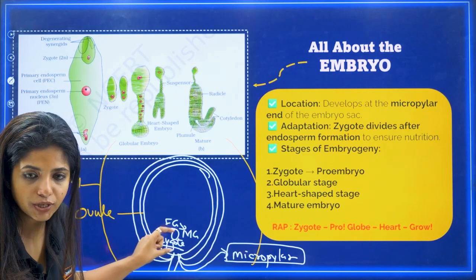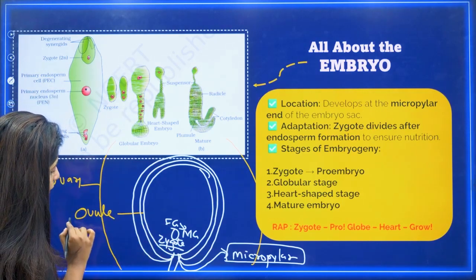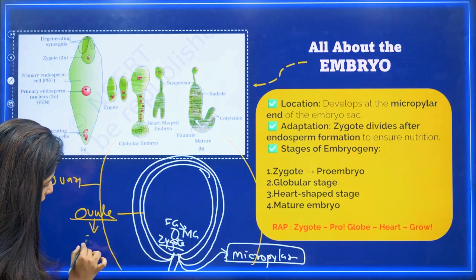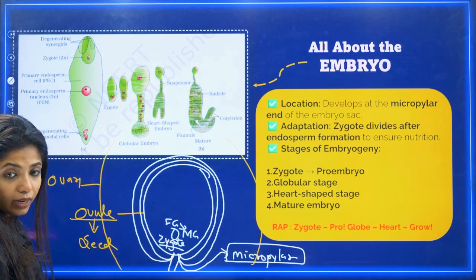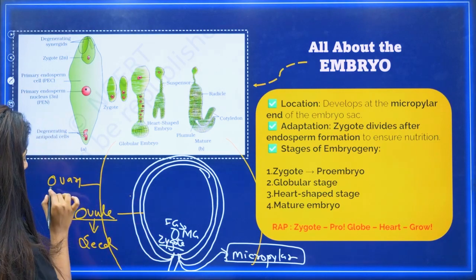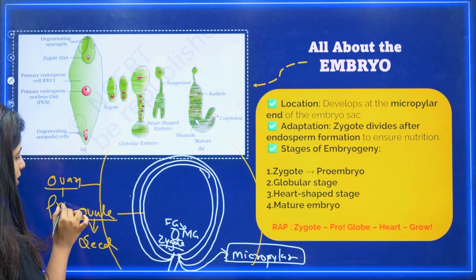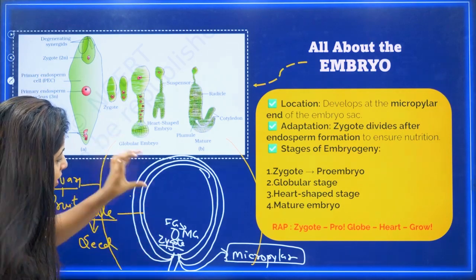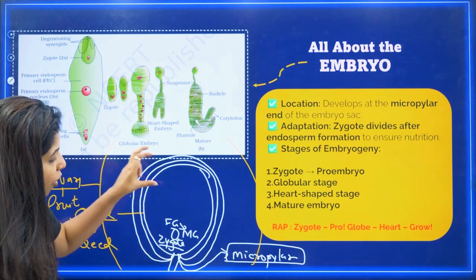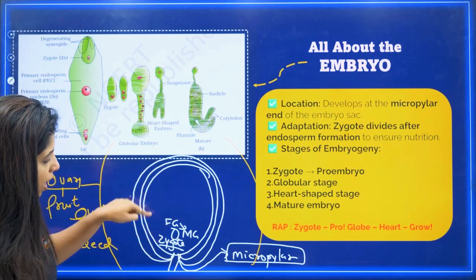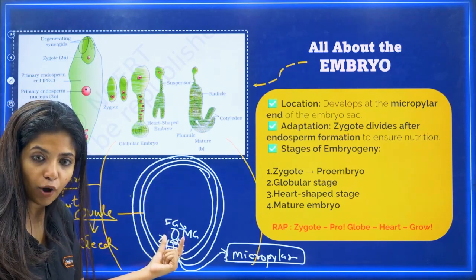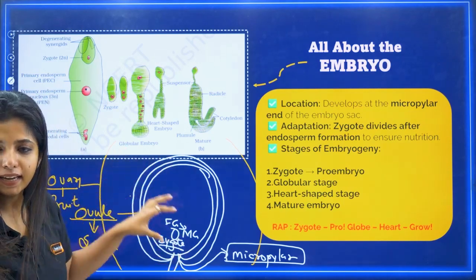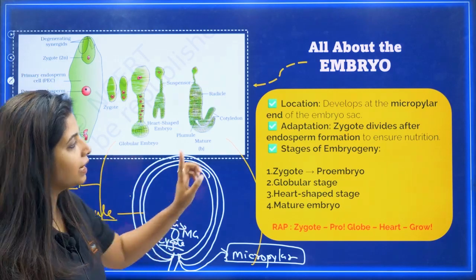Once this fertilization has taken place, I will not call it an ovule, instead I will call it a seed. What will I call? Seed. And the outer region which is there, the ovary, I will call this the fruit. Okay, cool. So this is now the seed where all of this is happening. Inside the seed you have the embryo sac where basically the embryo formation is taking place, and here you had the endosperm as well.